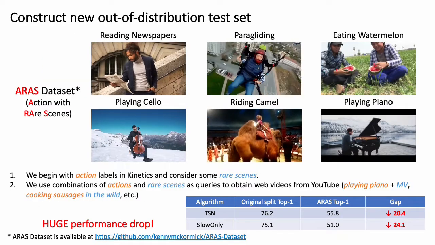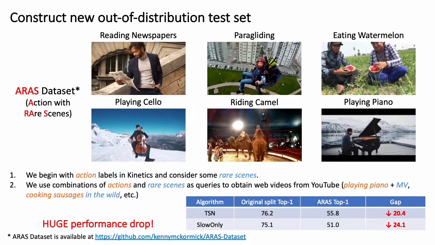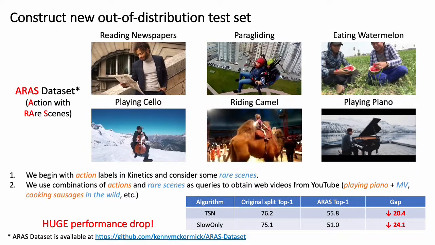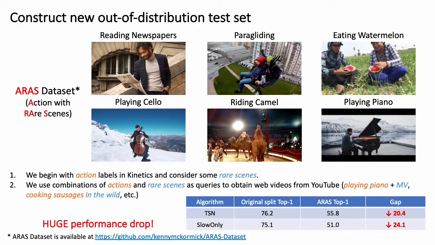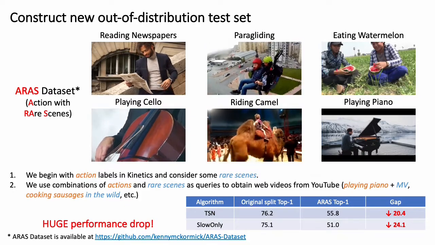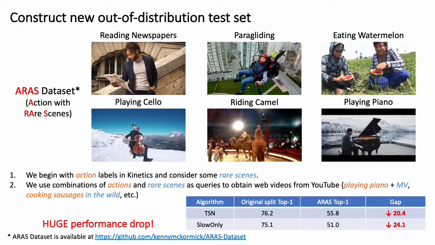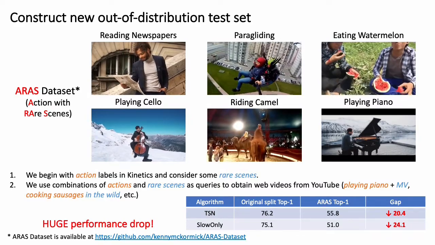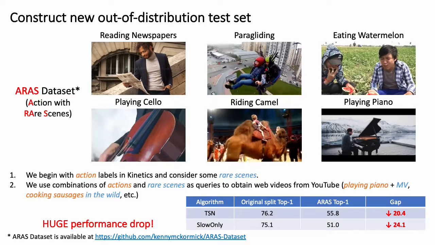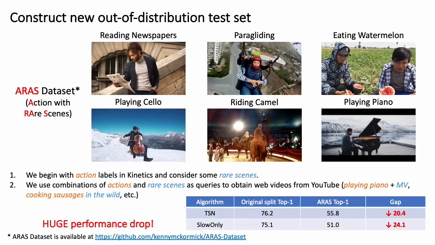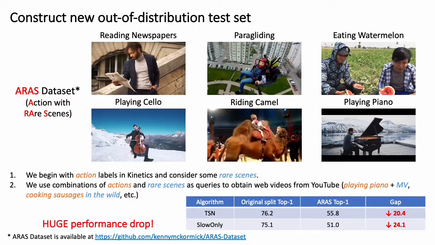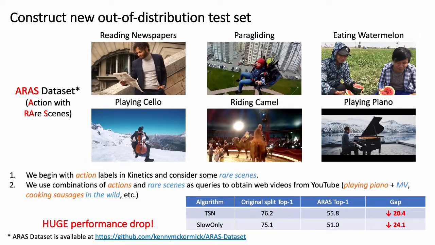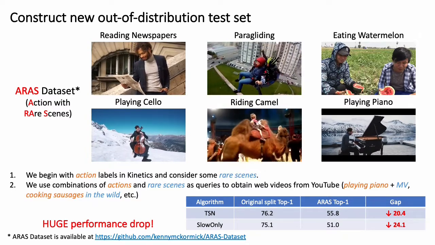The second protocol shares similar ideas. The only difference is, in this protocol, we use out-of-distribution videos with large scene distribution shift. To create such an OOD test set, we begin with action labels in Kinetics and consider some rare scenes, and use the combinations as queries to obtain web videos from YouTube. We test action recognizers on the collected OOD test set and also observe a similar huge drop.